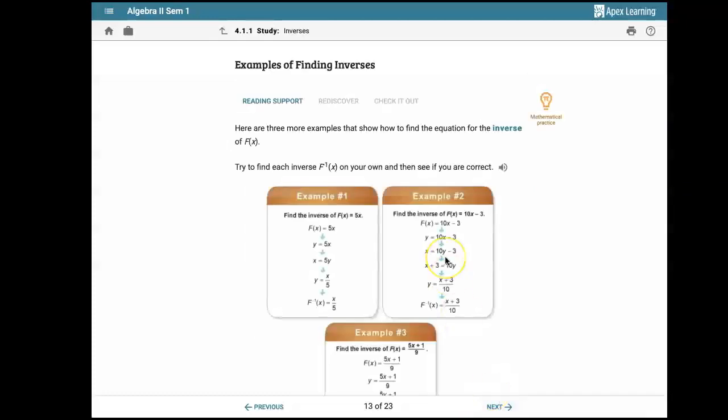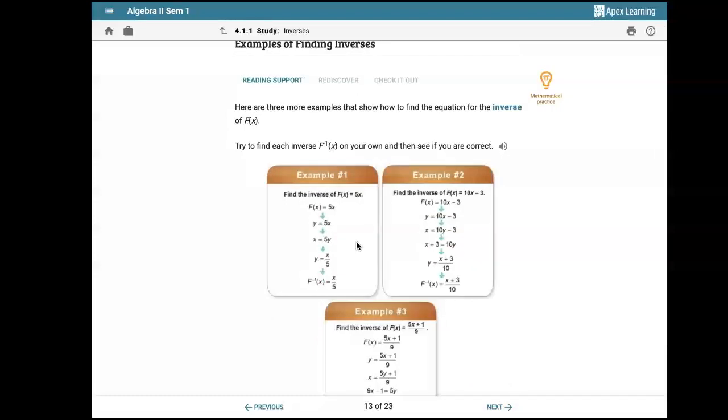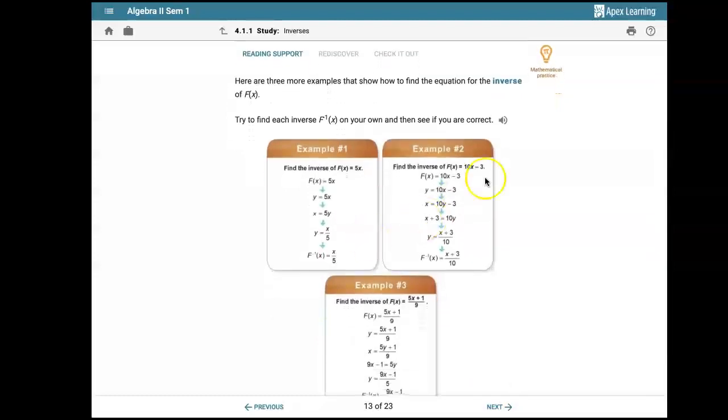All right. So here's a couple more examples that show you how to find the equation for the inverse. Okay, how to find the equation. So again, it is undoing those mathematical processes. So if we look at something that's maybe not as simple here, okay, we replace f of x with y. Okay, we do that in all three examples. We replace f of x with y, and then in order to get this 5 away from the x, we have to divide. Okay, so we divide.